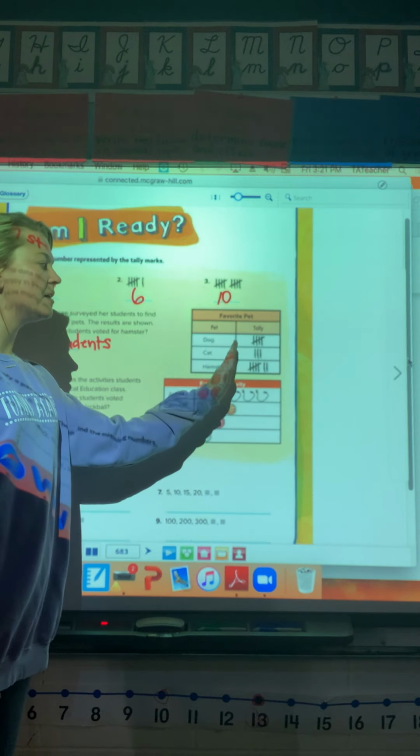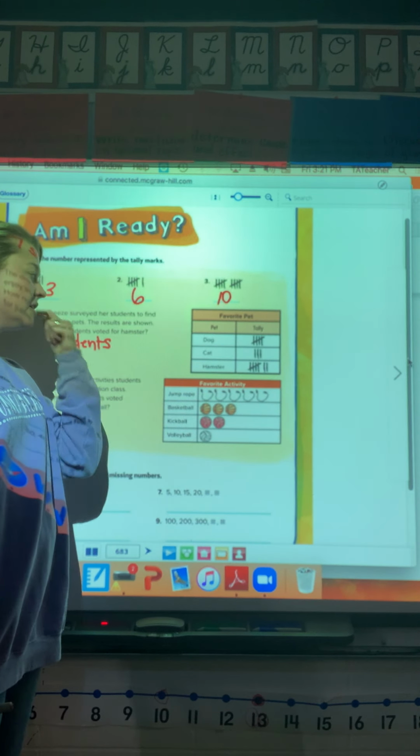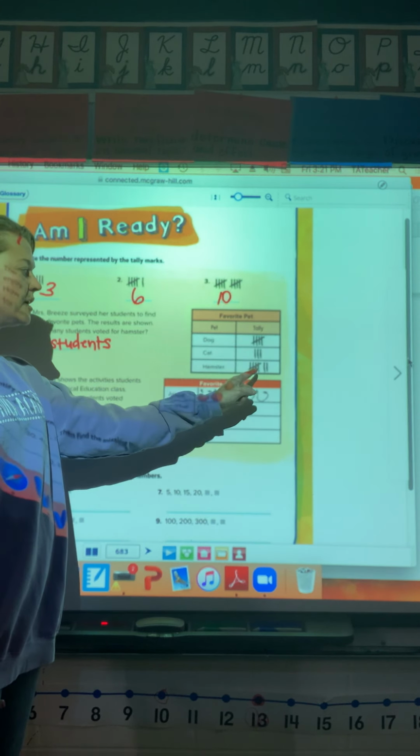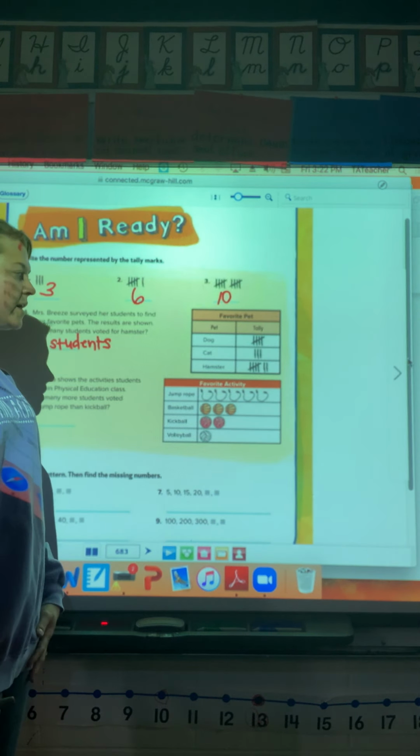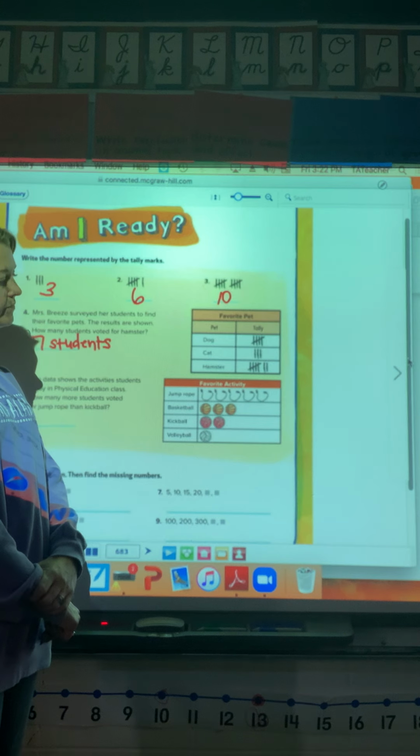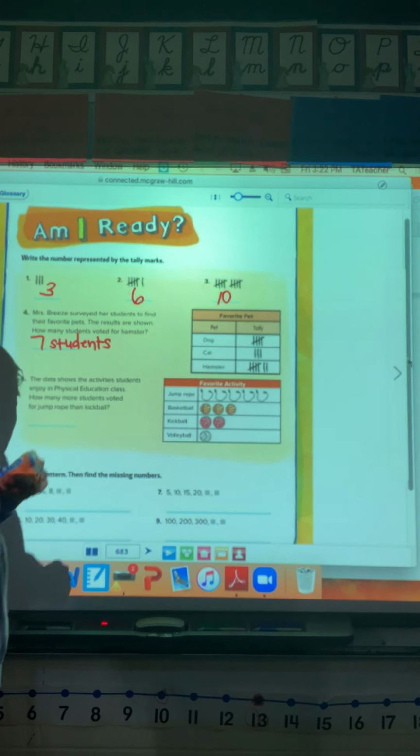Now, if I asked you how many students voted all together, how would we do that? We would add up all the tally marks because each tally mark represents a student. So 5 plus 3 plus 5 plus 2. I want you to add that up real quick. There were 15 students surveyed.